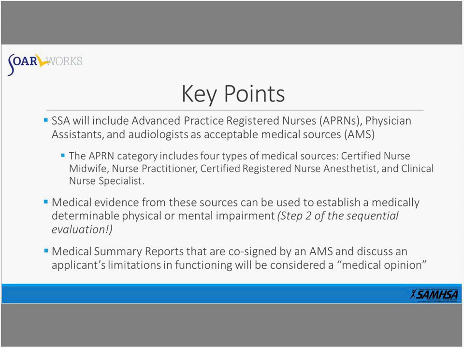So the APRN category includes 4 types of medical sources. So there's certified nurse midwife, nurse practitioner, certified registered nurse anesthetist, and clinical nurse specialist. So lots of different titles that are incorporated into the APRN category. So medical evidence from these sources can now be used to establish a medically determinable physical or mental impairment, which, as you all know, is step 2 of the sequential evaluation. So this is really big.